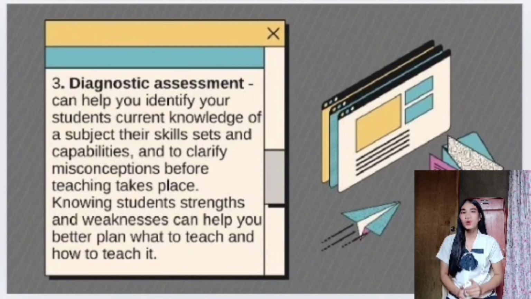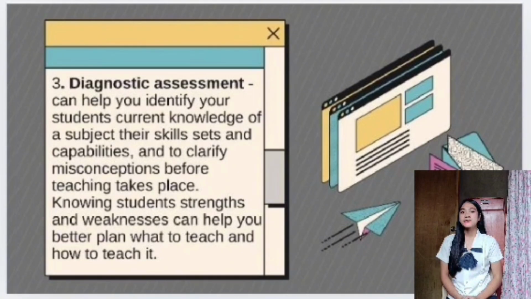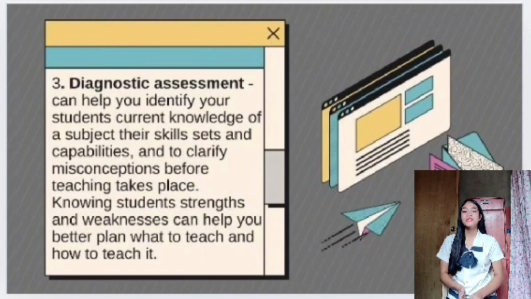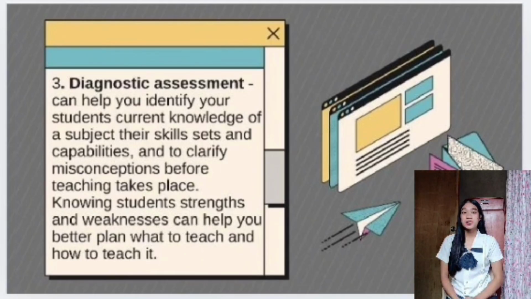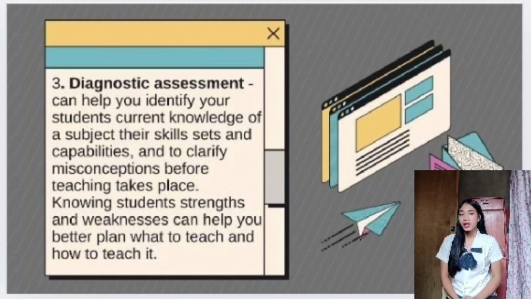I think we already know this type since in elementary, high school, and even in college, it was given by the teachers to test us during the first week of the class. The purpose wasn't to grade us, but to understand our strengths and weaknesses.